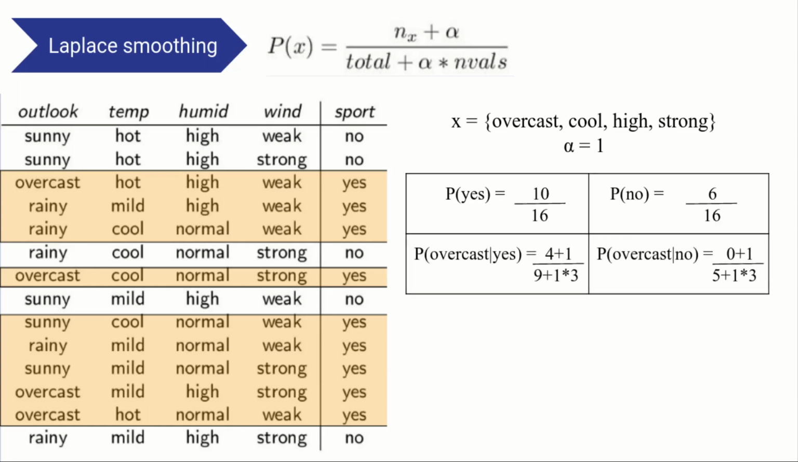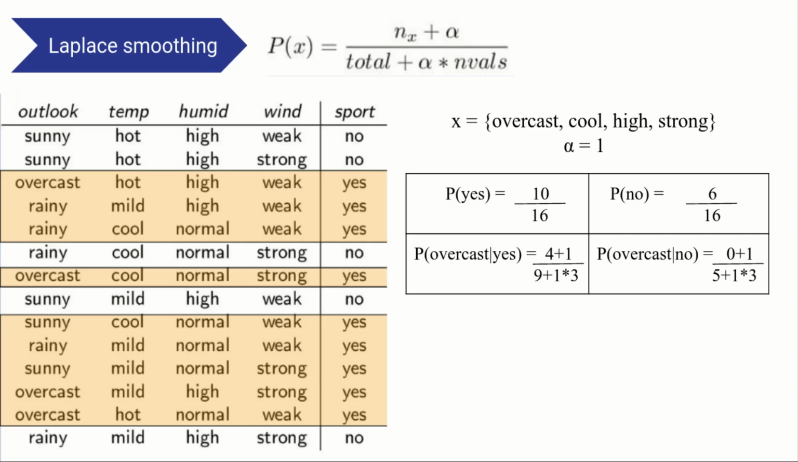So the probability of an overcast outlook, given that the class is yes, remember that before it was 4 divided by 9, and now we just need to add alpha to the numerator, so 4 plus 1, and in the denominator we need to add alpha multiplied by the possible number of values that the attribute outlook might assume, that is alpha multiplied by 3, because the outlook can be sunny, overcast, or rainy.